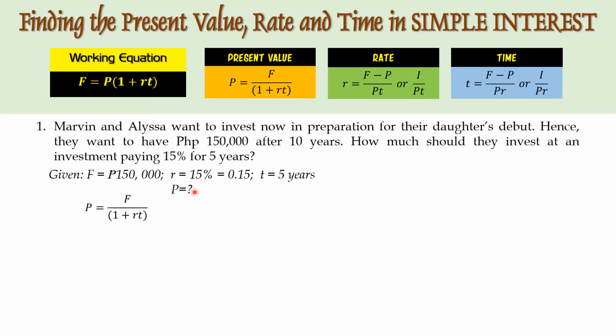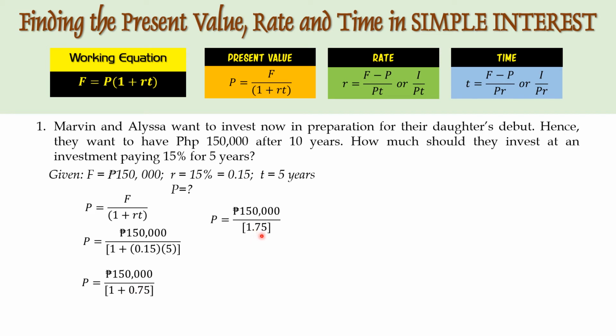Okay. So, using the formula, plug in lang natin tong values. Ayan. And then, let's first work on the expression on the denominator. Ito muna ang nakapaloob sa parenthesis. 0.15 times 5. Okay. Multiply mo natin yung dalawa. So, ito na siya. 0.75. And then, add the 2. So, that is 1.75. And then, we're gonna have to divide the 2. 150,000 divided by 1.75. The answer is 85,714 pesos and 29 centavos. Ito yung kailangan nilang i-invest sa bangko para sila ay mag-come up sa 150,000 pesos after 5 years.